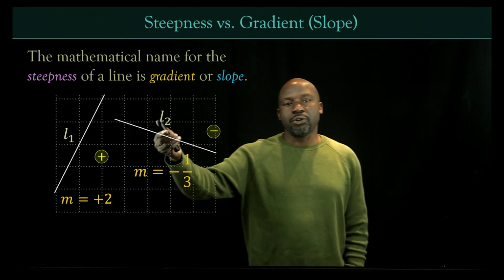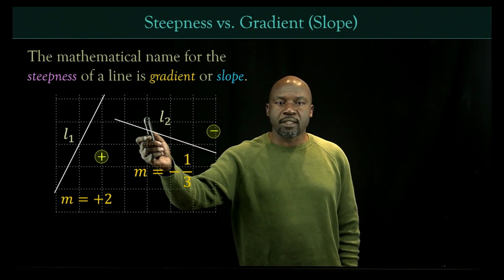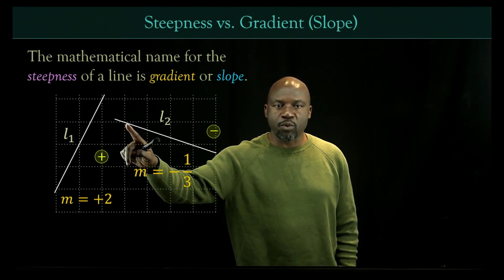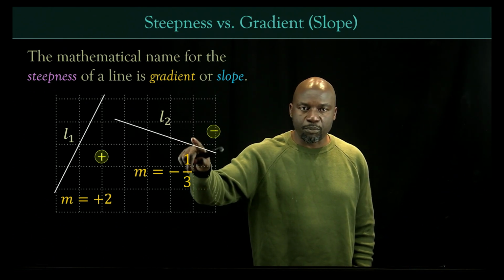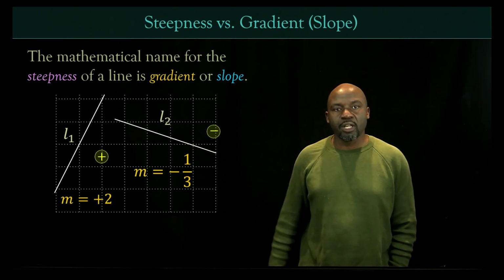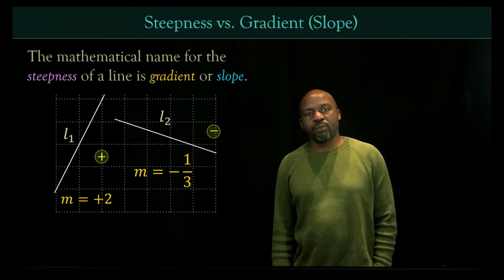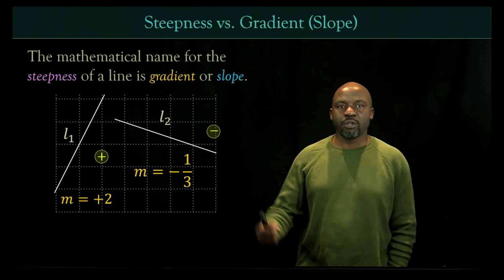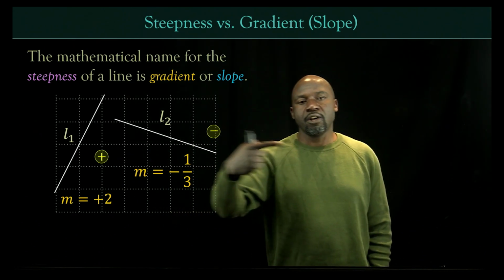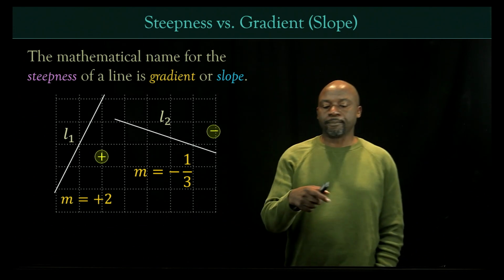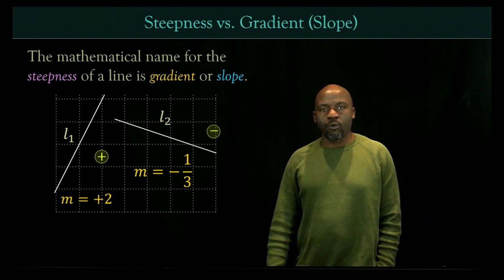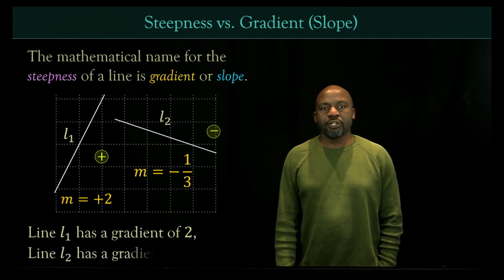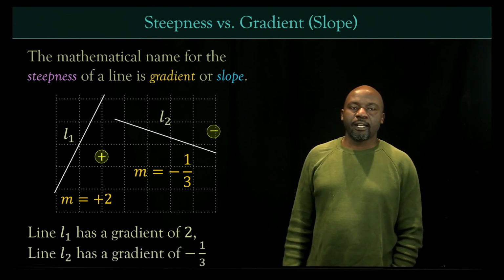Similarly, for line 2, if we move one step, we move down, it's about a third. Okay, so that means we must move 3 in order to complete one step in the y direction. So line 2 has a steepness or gradient of negative a third. Negative because as we move towards the right, the line is dropping, or sloping downwards. So we say line 1 has a gradient of 2 and line 2 has a gradient of negative a third, like that.